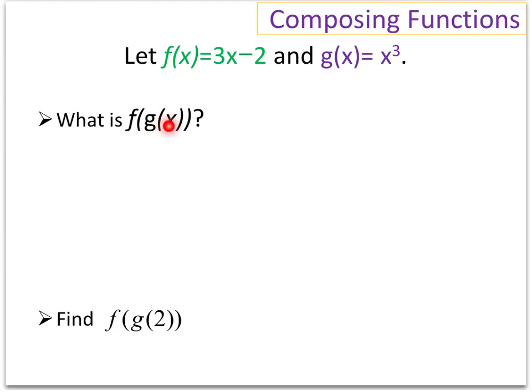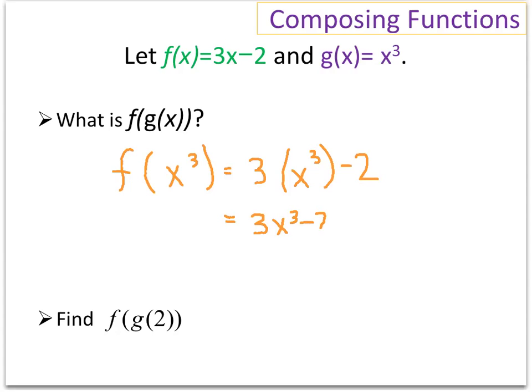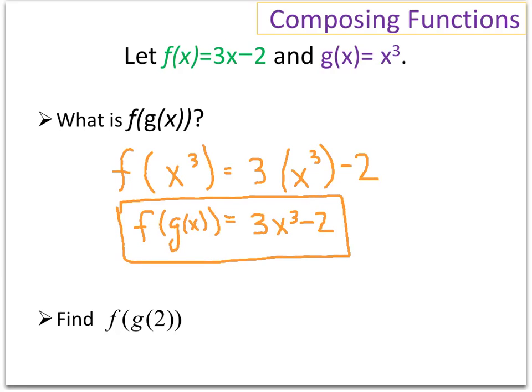So now we're going to do f of g of x. So everywhere I see an x in f, I'm going to plug in what g of x equals. So that's the same as saying f of x cubed. So everywhere I see an x in f, I'm going to put x cubed. So that's 3 times x cubed minus 2. Well, when I simplify that, that's just 3 times x cubed minus 2. So f of g of x is equal to this cubic function, 3 times x cubed minus 2.